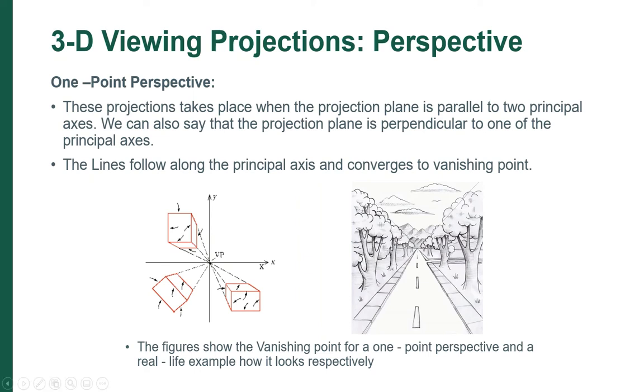Here we can see a real-life example of a 1 point perspective. When we see like here, the projected object is only on two principal axes. One, we can find like the x-axis and y-axis, and that converges at somewhere we don't know. That is called the vanishing point.